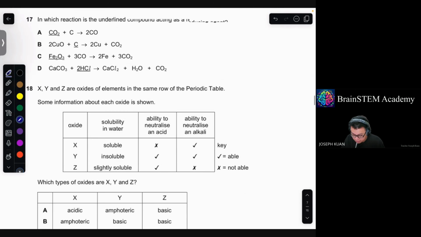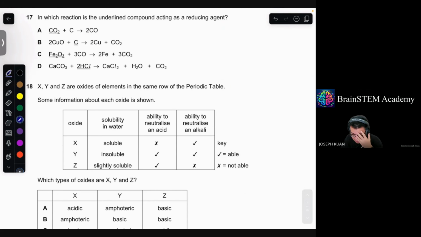Okay, moving on to question 17. In which reaction is the underlined compound acting as a reducing agent? Students often get confused by this. When you see a substance acting as a reducing agent, it is essentially undergoing oxidation. The agent itself undergoes oxidation. So all we need to do is see, does the underlined compound undergo oxidation?